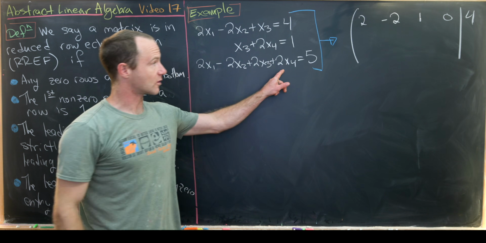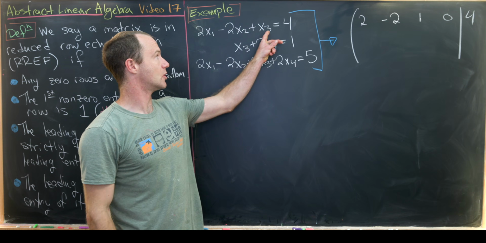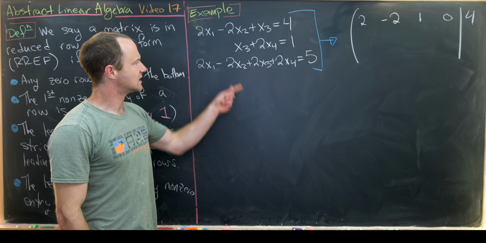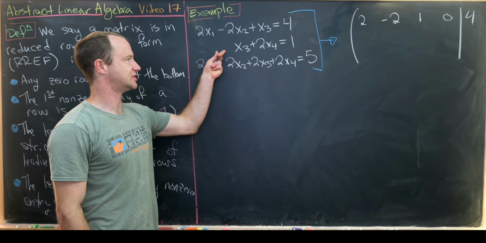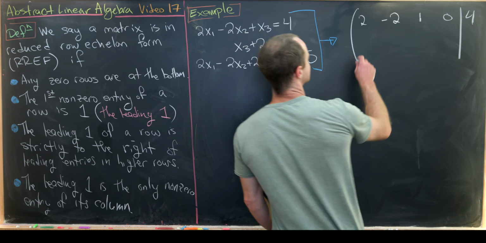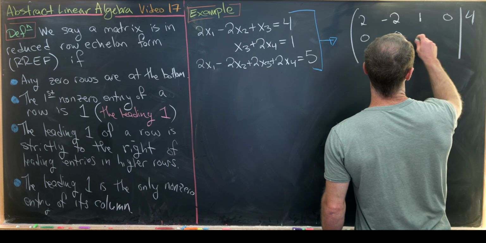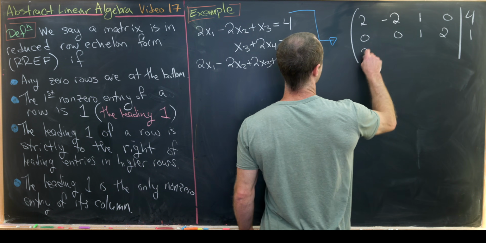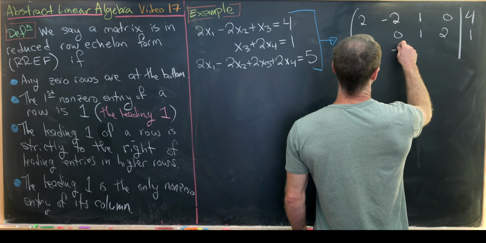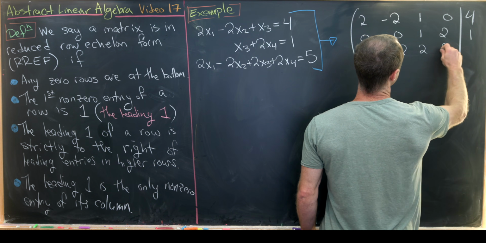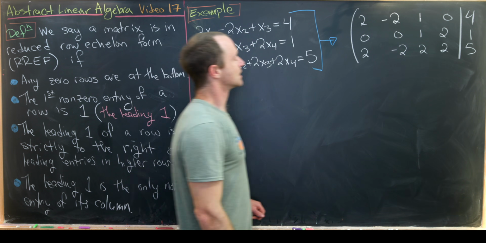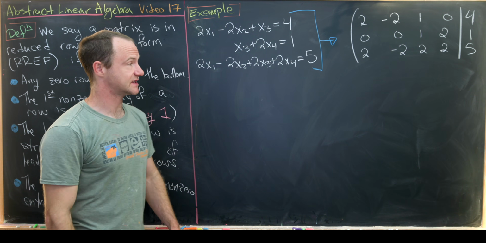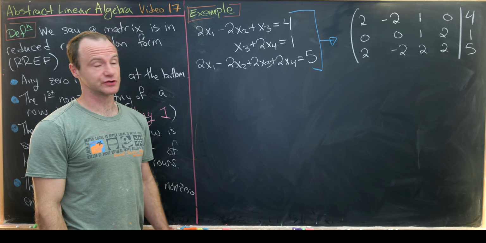Since we've got 4 variables, we want to make sure to encode the fact that the coefficient of x4 here is 0. Likewise, the coefficient of x1 and x2 in the second equation is 0, so that gives us 0, 0, 1, 2, and then 1. And then finally here we have 2, minus 2, 2, 2, 5. Okay, nice. And now we'd like to manipulate this until we get it in reduced row echelon form.